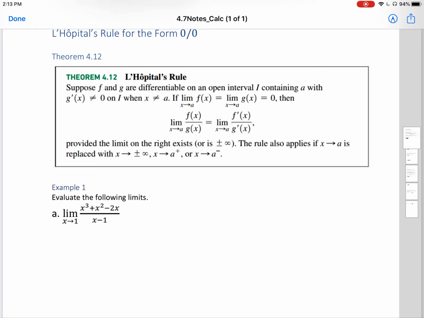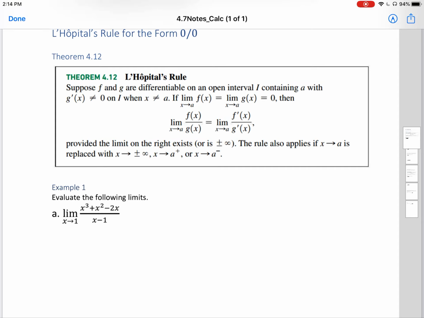Theorem 4.12 reads, suppose f and g are differentiable on an open interval I, containing a with g prime of x not equal to 0 on I, where x is not equal to a. If the limit as x is approaching a of f of x equals the limit as x is approaching a of g of x equals 0, then the limit as x is approaching a of f of x divided by g of x equals the limit as x is approaching a of f prime of x divided by g prime of x.